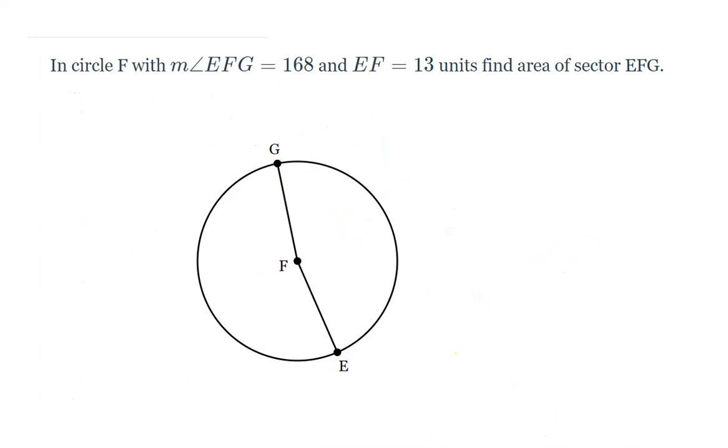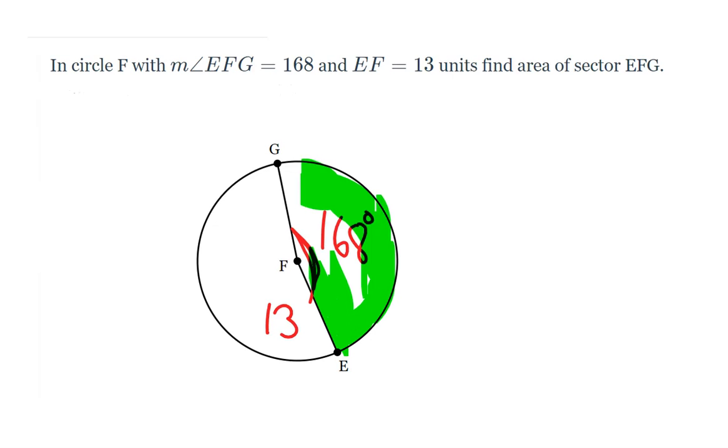If we look at an example of that, I've got a circle with E, F, G. So I've got angle EFG, which is this angle here, and it is 168 degrees. The length from E to F is 13 units, and I want to find the area of the sector EFG. So I want to find the area of this now larger piece of the pie.